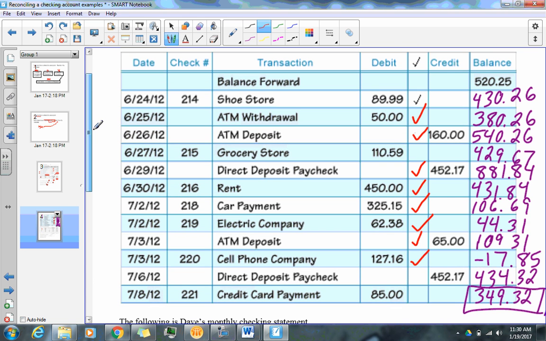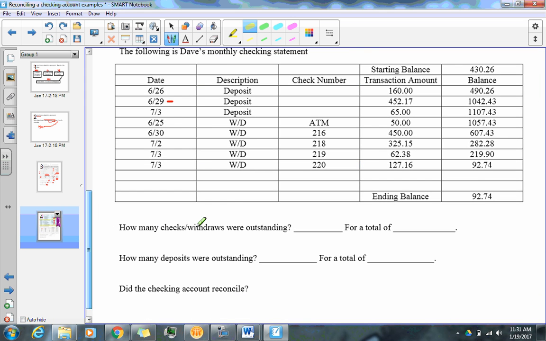All right, now there's some things that have not been checked off. All right, so the highlighter, I'm just going to highlight. Notice that this check hasn't been checked off, nor has this check right here been checked off. So these are two outstanding checks that have not been cleared yet by the bank. So to answer some questions, how many checks or withdrawals were outstanding? Well, there are two of them. So there were two checks.